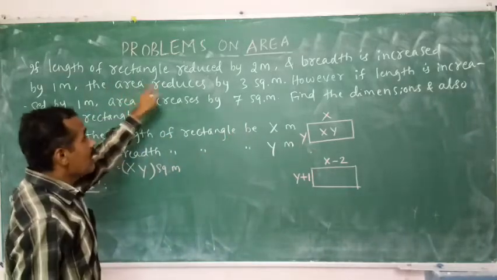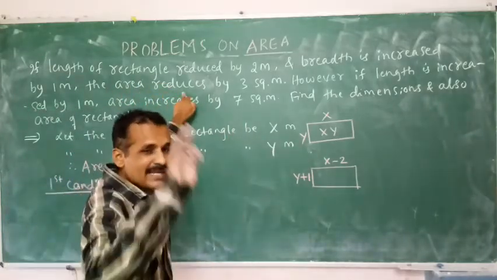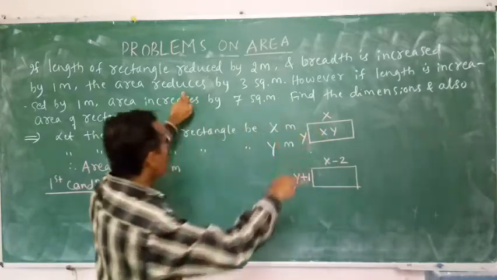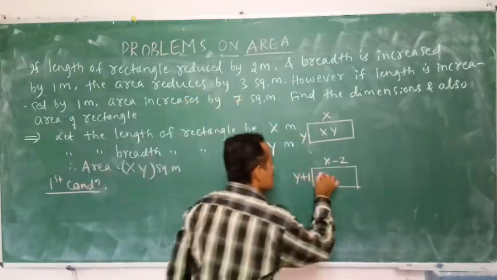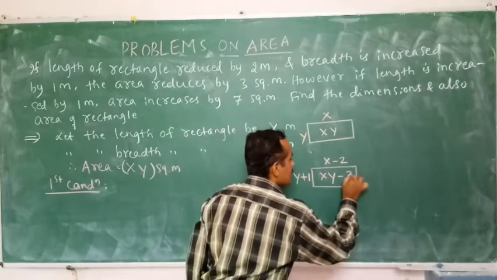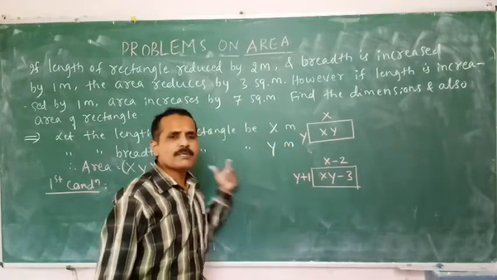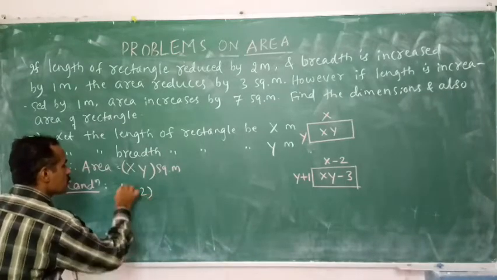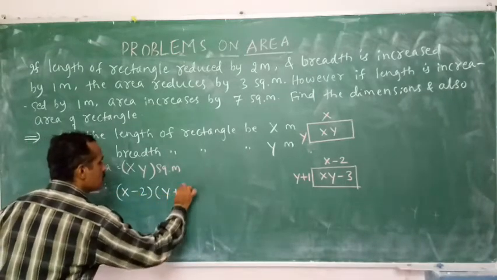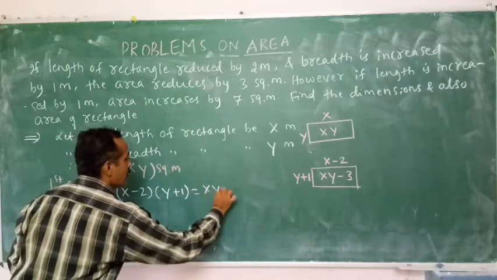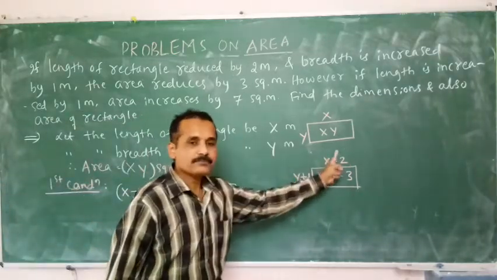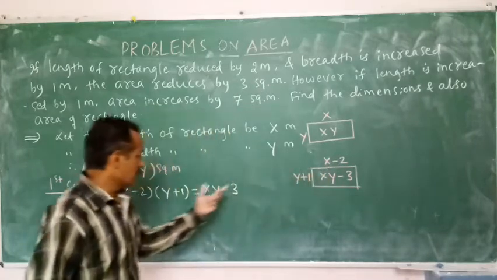Then the area reduces. The area becomes less. Compared to what? Compared to this. By how much? By 3. It is xy minus 3. Same thing you represent in the first condition. The first condition is (x minus 2)(y plus 1) is equal to xy minus 3. This will help you a lot.